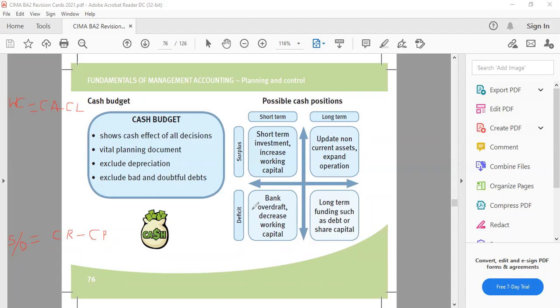So that is about the various possible cash positions. I hope it is clear. Theoretical, this is all. You can also understand this one.